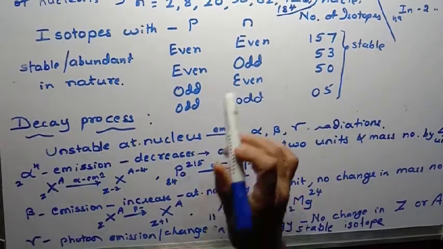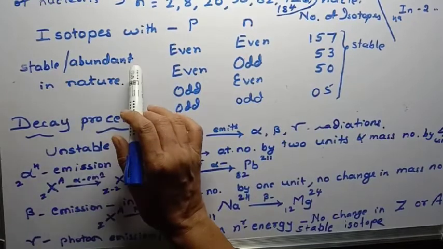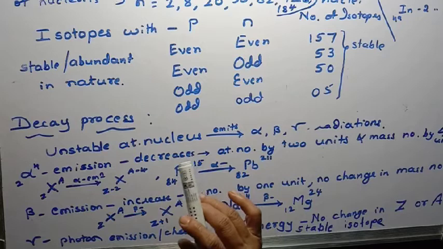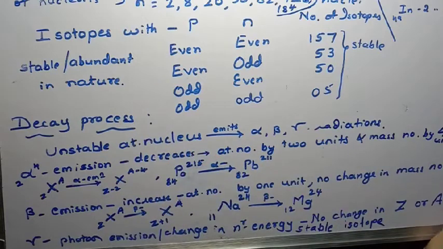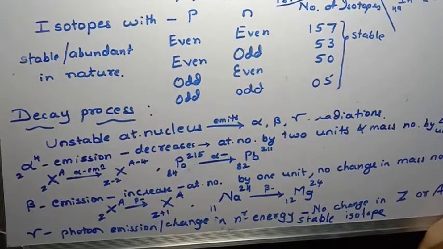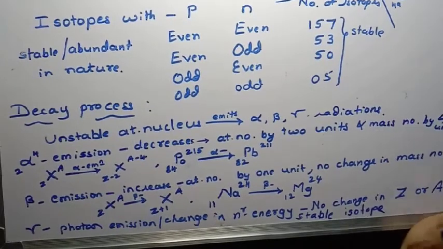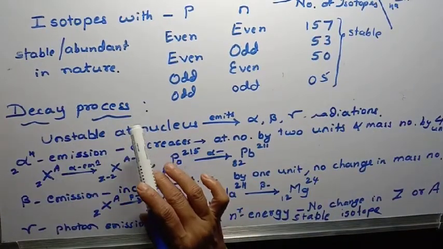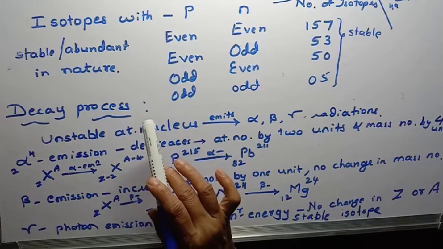The stable elements are abundant in nature. They are quite stable. Now with this we'll move on to the next topic, that is the decay process, or disintegration process.